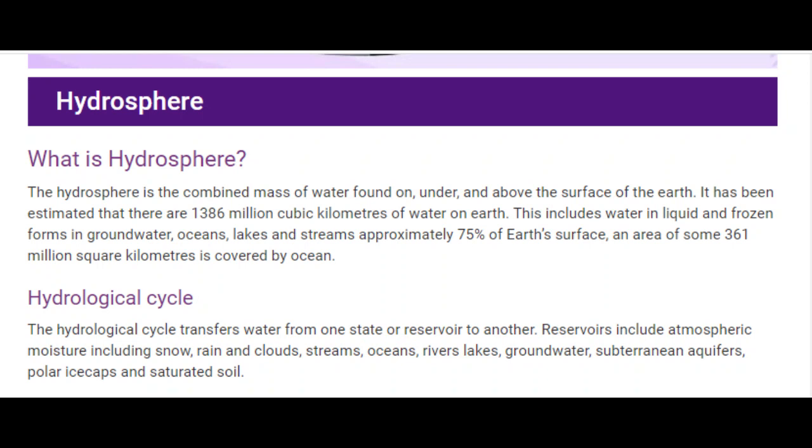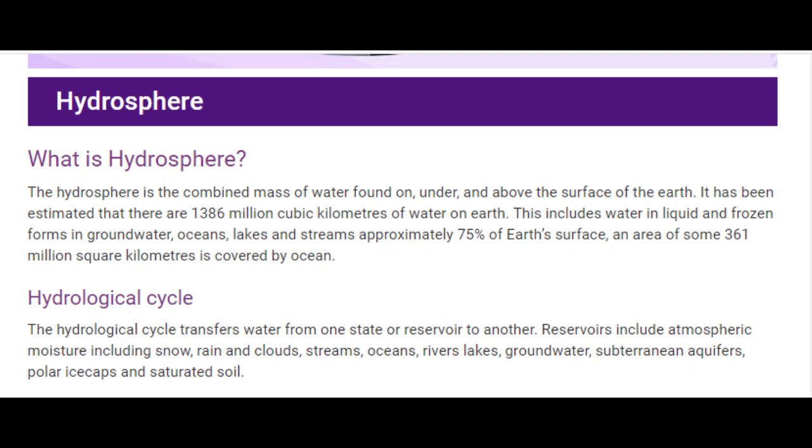Well, it has been estimated that there are 1386 million cubic kilometers of water on earth. This includes water in the liquid and frozen forms in groundwater, oceans, lakes and streams. Approximately 75% of the earth's surface, an area of some 361 million square kilometers, is covered by ocean. Well, 71% or 75%. In our text it's given 71%, and in the image you can see it is 75. So it's a rough idea, approximately. So when approximately is used, it can be 71 or 75.